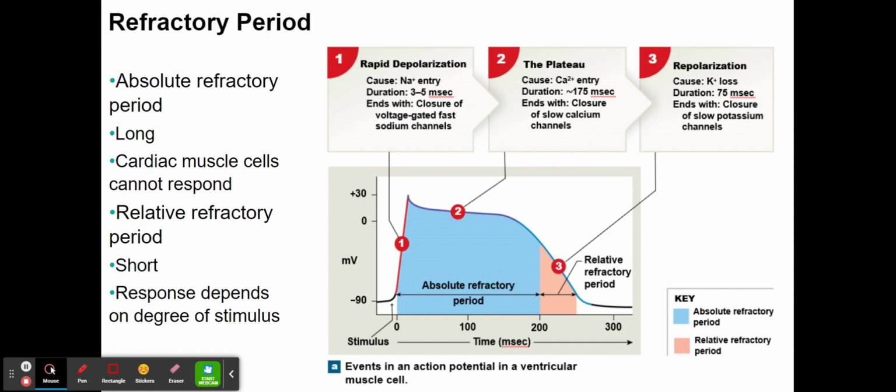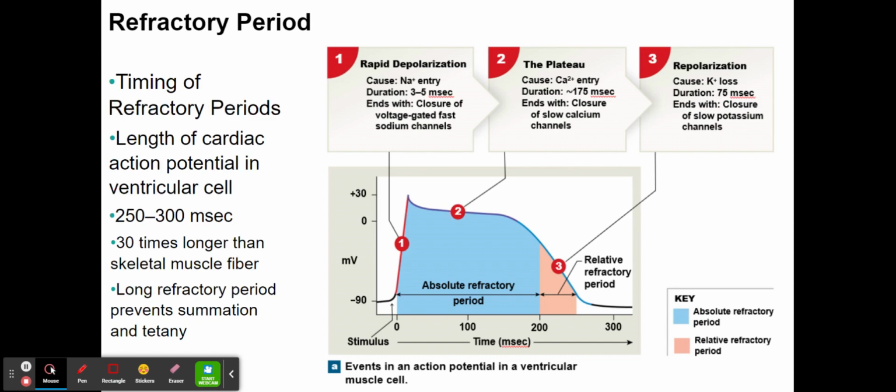3. Repolarization. As the plateau continues, slow calcium channels begin closing and slow potassium channels begin opening. As these channels open, potassium ions rush out of the cell, and the net result is a period of rapid repolarization that restores the resting potential.